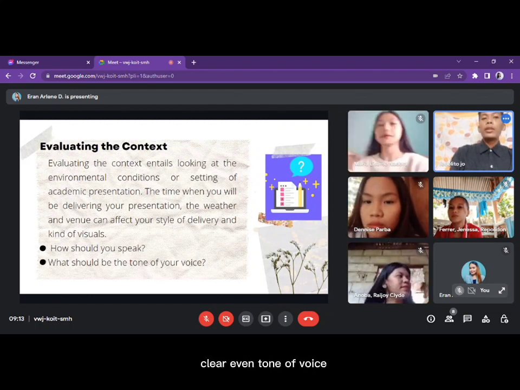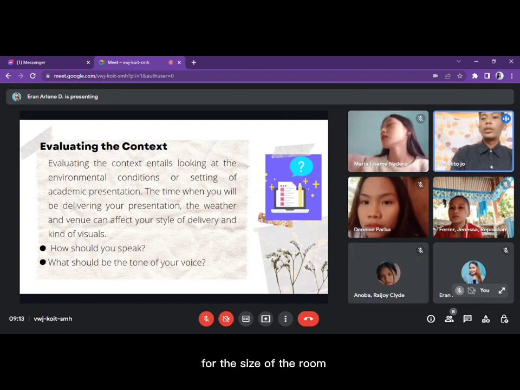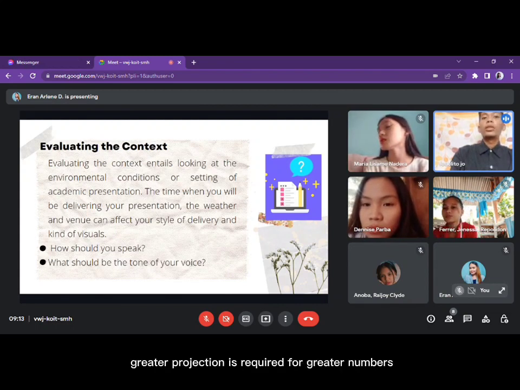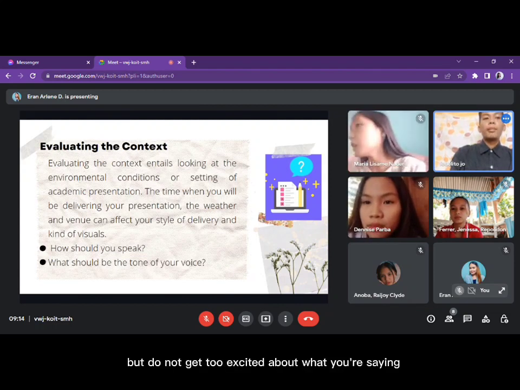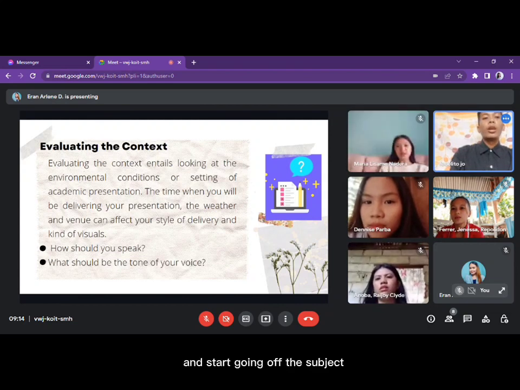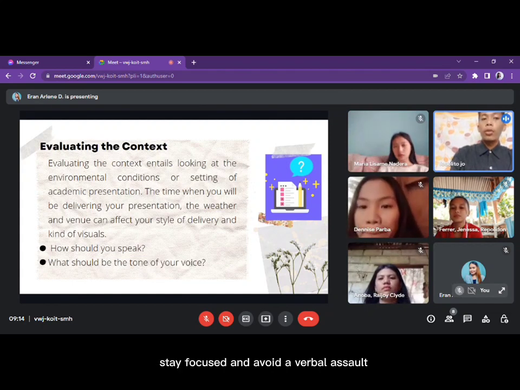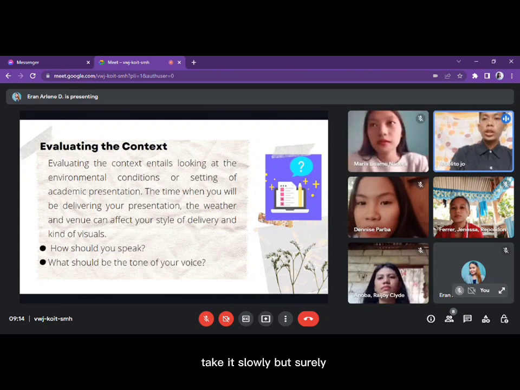Clear, even tone of voice, neither harsh nor too loud for the size of the room. A low tone is preferable for small numbers. Greater projection is required for larger numbers in larger rooms. Be enthusiastic, but do not get too excited about what you're saying and start going off the subject. Bullet points can help you and the audience stay focused and avoid a verbal assault. Take it slowly but surely.